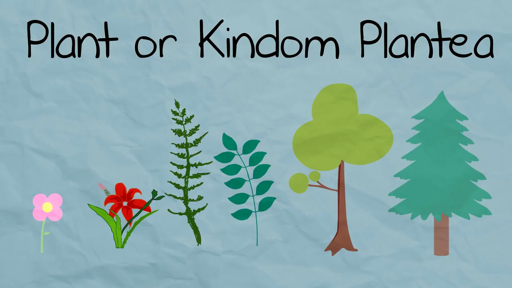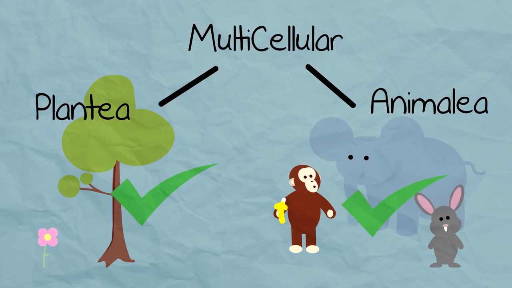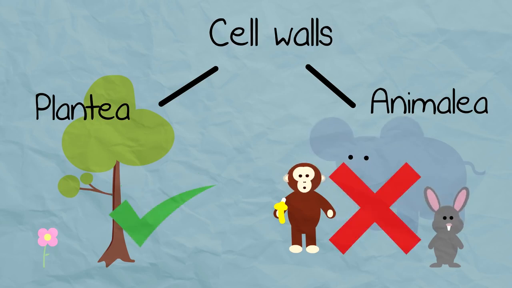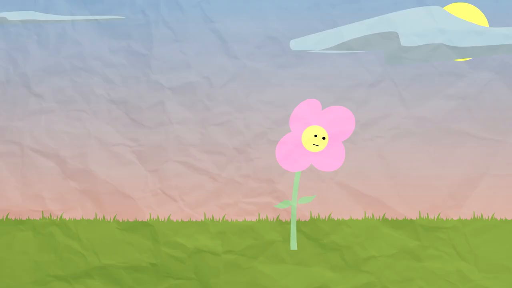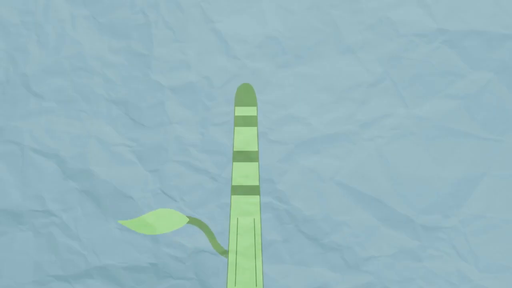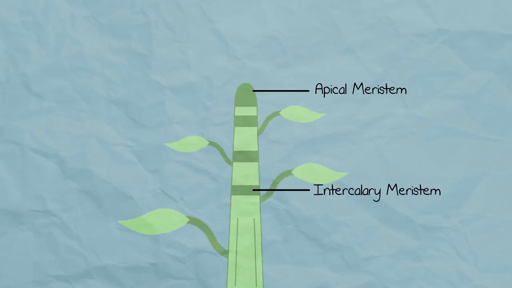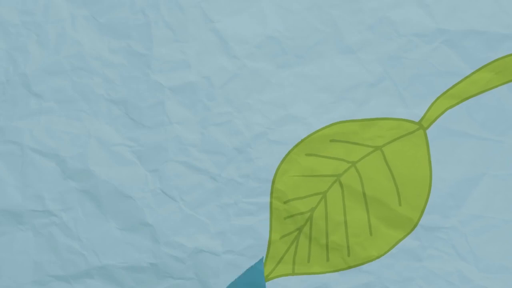Plants, or kingdom Plantae. They are eukaryotic and multicellular like animals. Unlike animals, they do have cell walls with cellulose in. They are autotrophic, which means they use photosynthesis to make their own energy from sunlight. Their growth is restricted to meristems, which are layers of dividing cells. They are non-motile, and they have a leaf gas exchange system and are waterproofed.